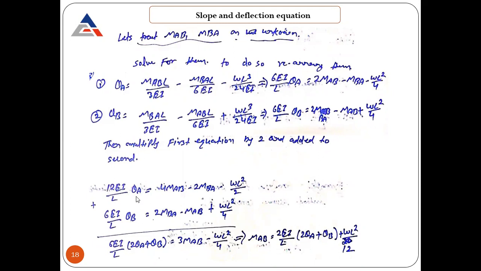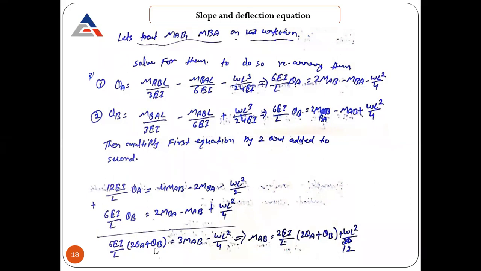So 12 EI by L theta A, just multiply by 2, so that will come out to be 6 into 2, 12 is equal to 2 into 2, 4 MAB minus 2 again 2 MBA minus 2. If you multiply 2 by 2 it is 4, the 2s cancel out, there will be 2 only, and this will remain the same, the value which we just have. So 6 EI by L theta B, 2 MBA minus MAB plus W square. You can rearrange them also, take this one on the front side, take this to the other side, so they will cancel out here, and the remaining we have 6 EI by L, 2 theta A plus theta B after taking one common.